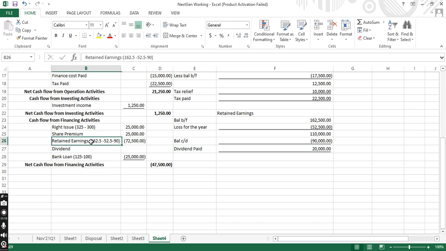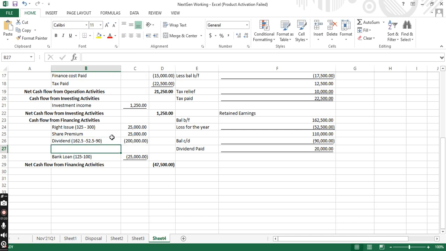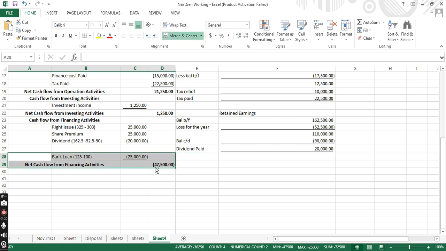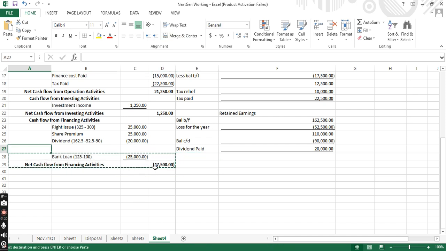Do we understand? Yes, sir. The 20,000, yes, ma'am. So the 20,000 is the dividend paid, which is minus 20,000. Now, if I'm doing minus 20,000, it means I've factored all my retained earnings, right? So that means I've factored everything in. Shall we proceed, please?